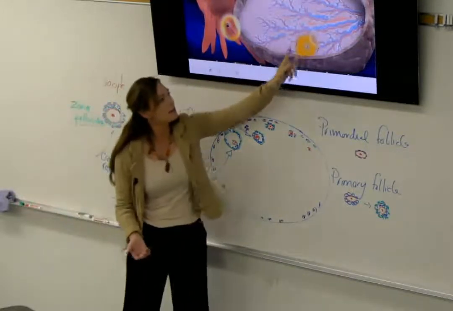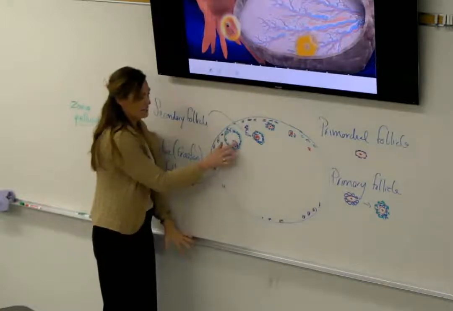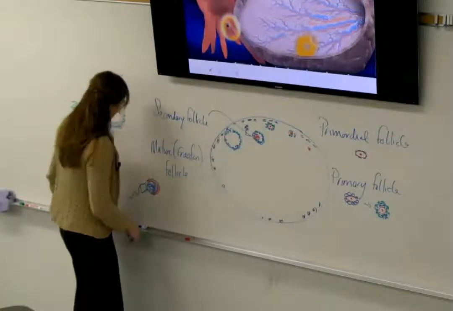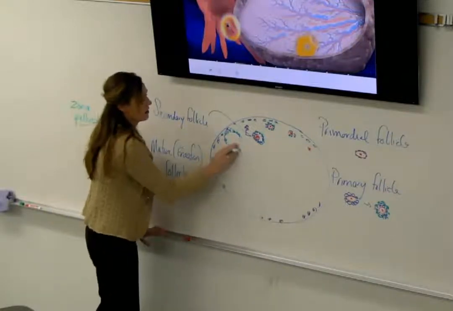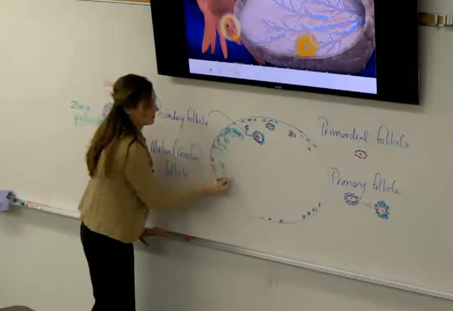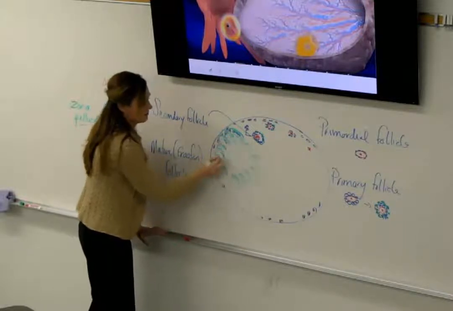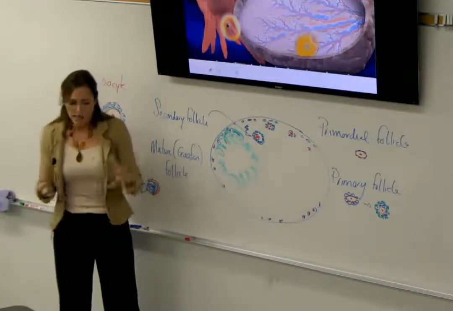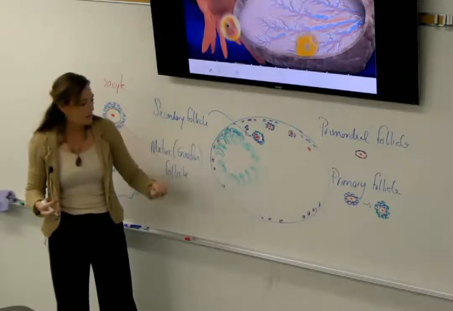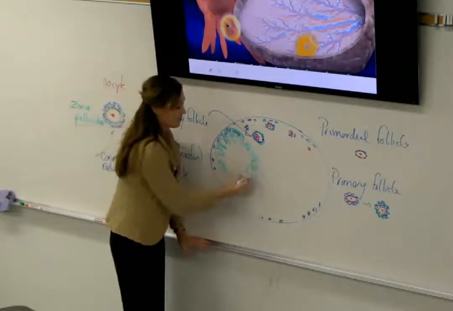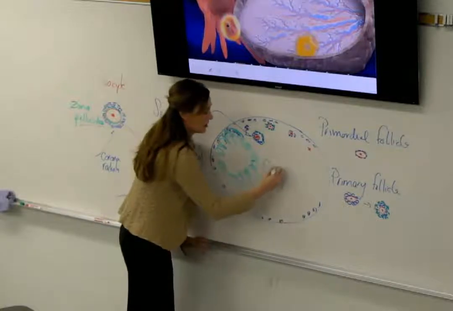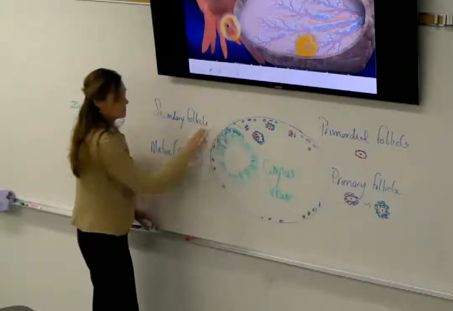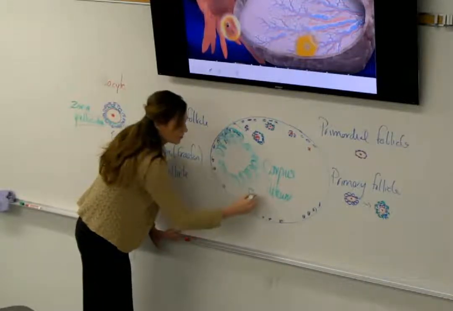So these cells here that are left over, once the egg has vacated this mature follicle, these cells become completely enormous. And this puffs up into a very, very large follicle. And the walls get really large, and what they do is they secrete progesterone. This is called the corpus luteum. And the main job of the corpus luteum is to secrete progesterone.